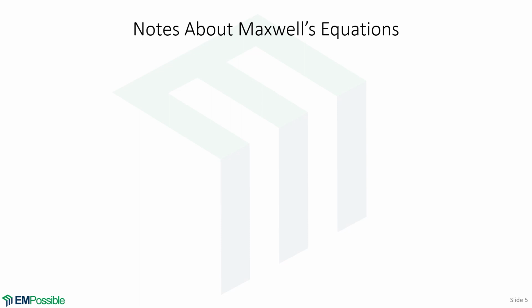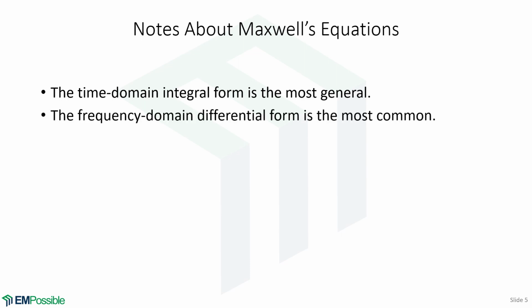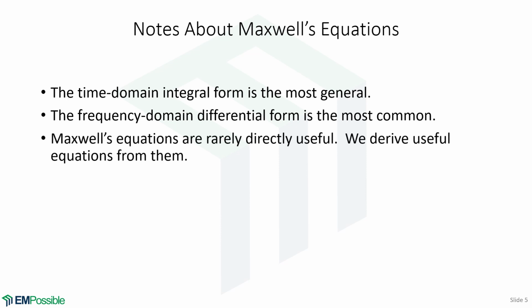Let's just run through some quick notes about Maxwell's equations. The time domain integral form is the most general. All the information that comes from Maxwell's equations fundamentally comes from these equations. All other forms, we lose information. The frequency domain differential form is the most common, and I think that's because it's the simplest form and the easiest to work with. It's interesting to note that while everything comes from Maxwell's equations, the equations themselves are rarely useful. Instead, we start with these equations and we derive a whole bunch of stuff, and after a series of steps, we get to equations that we actually use to design devices and calculate fields. But it's rare that I just plug numbers into Maxwell's equations and calculate something. In fact, I'm not sure I've ever done that.